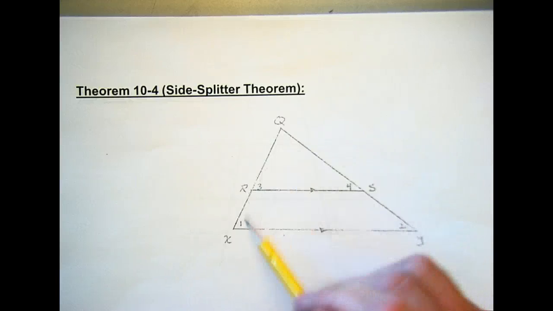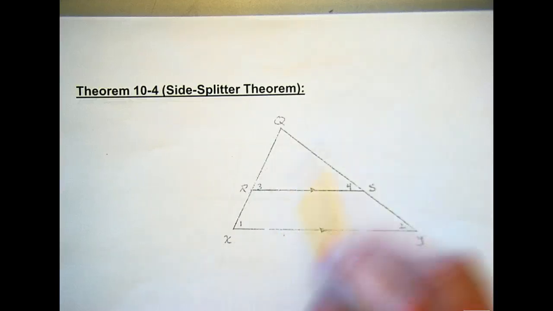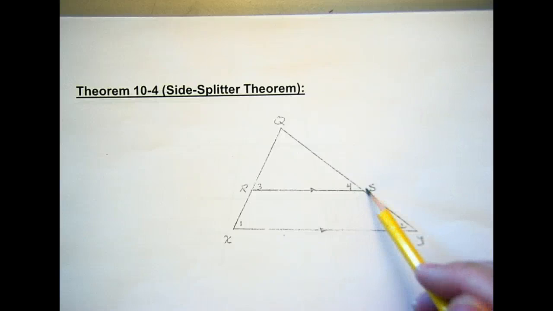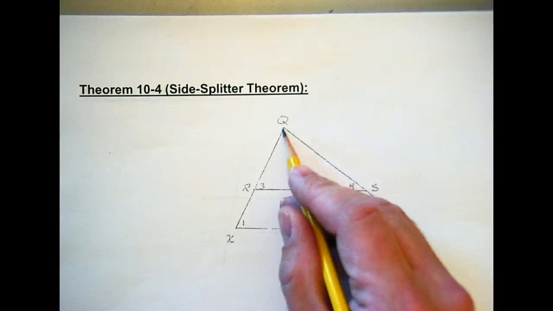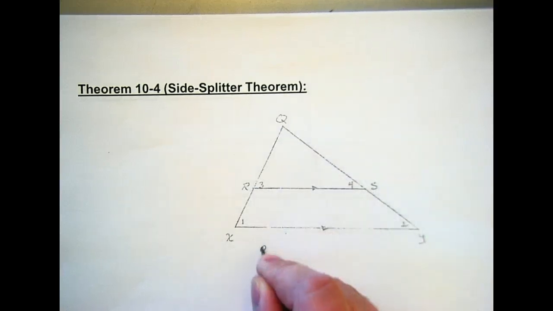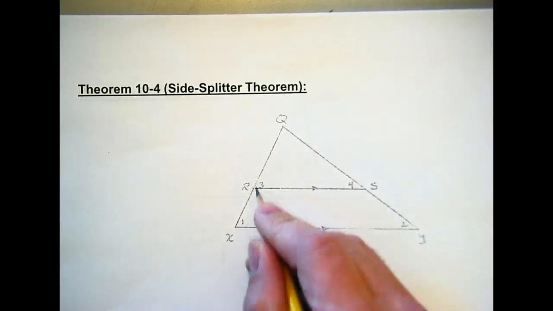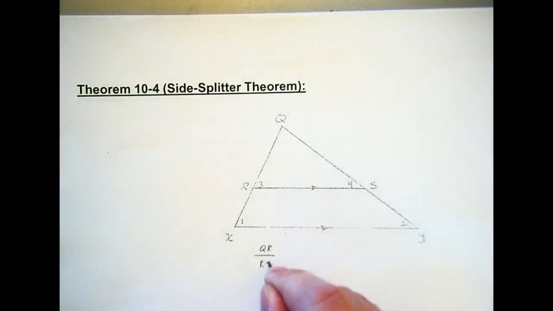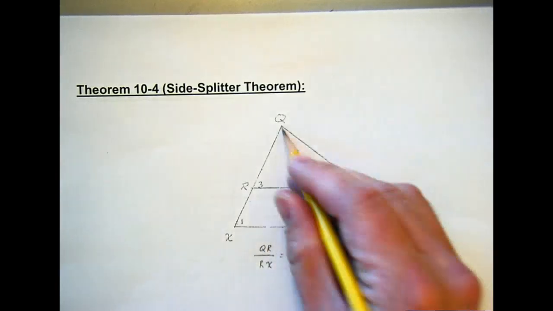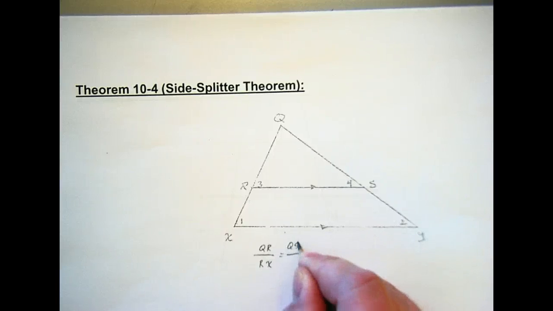We've got QR is to RX as QS is to SY. Okay, that's what the theorem actually says. It says that this side right here is proportional to that segment right there. Or this is to that as this QS is to that. So this ratio is proportional to this ratio.